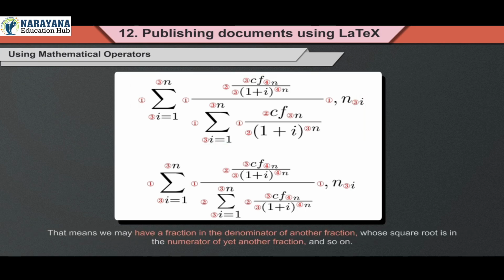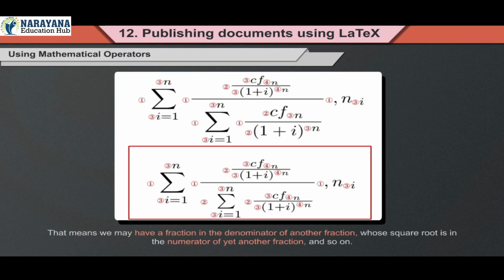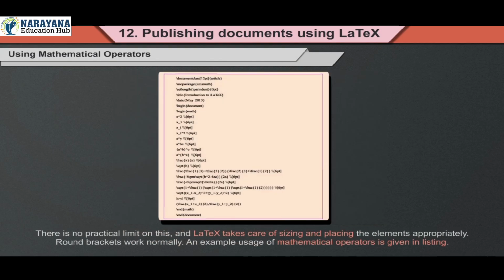That means we may have a fraction in the denominator of another fraction whose square root is in the numerator of yet another fraction, and so on. There is no practical limit on this, and LaTeX takes care of sizing and placing the elements appropriately. Round brackets work normally. An example usage of mathematical operators is given in listing.